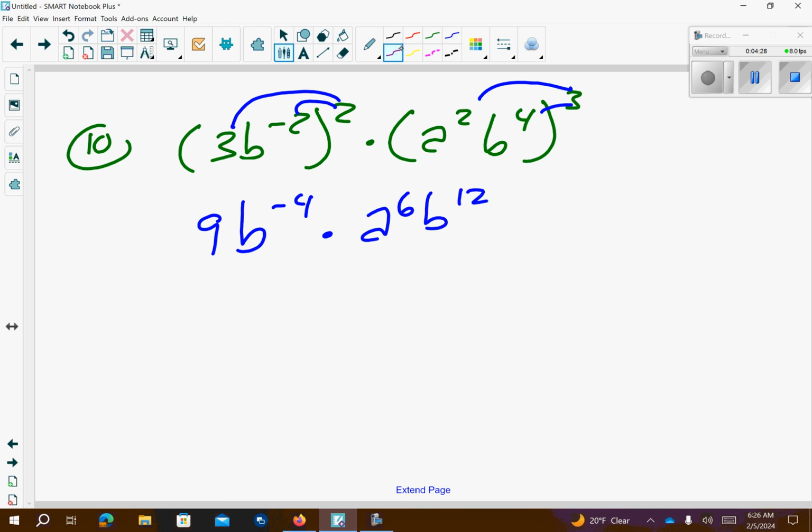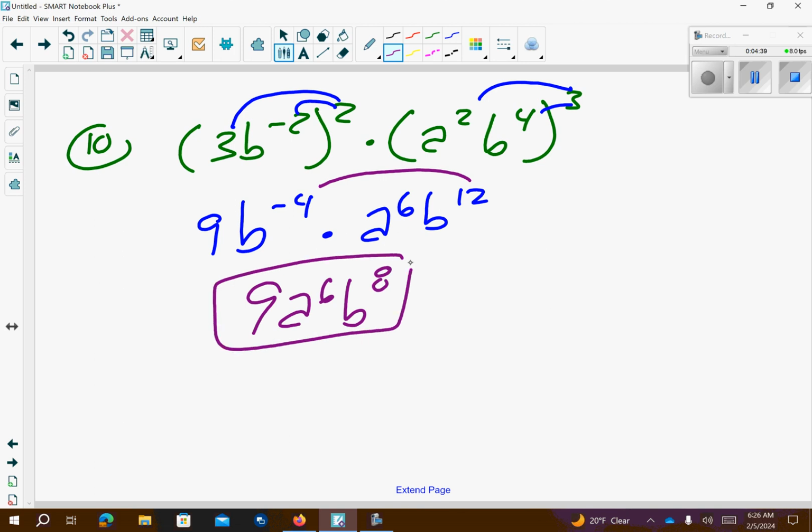Now we can add the exponents. There's no reason to get rid of it. So I have the 9 by itself. I have a to the 6th. If I add negative 4 and 12 together, I get positive 8. If you had moved it down and done a tug of war, it would have worked the same way, but it's your choice.